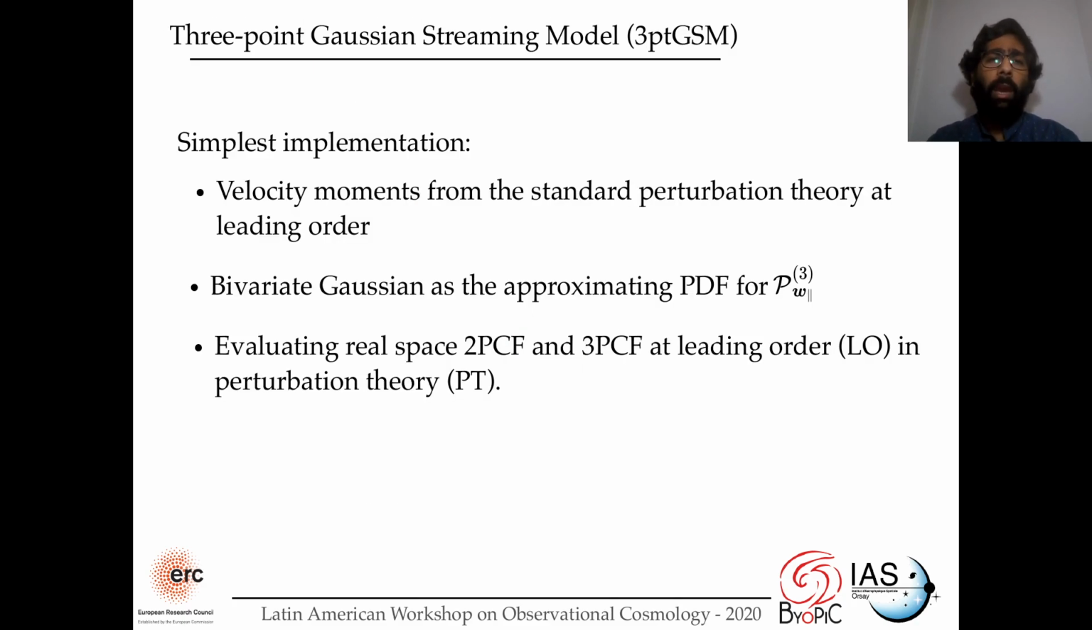So now we have all the ingredients we want for the implementation of the 3-point Gaussian streaming model. The first is the velocity moments from standard perturbation theory at leading order, the bivariate Gaussian as the approximating PDF for P_W3, and also evaluating the real space 2-point correlation function and 3-point correlation function at leading order in perturbation theory.